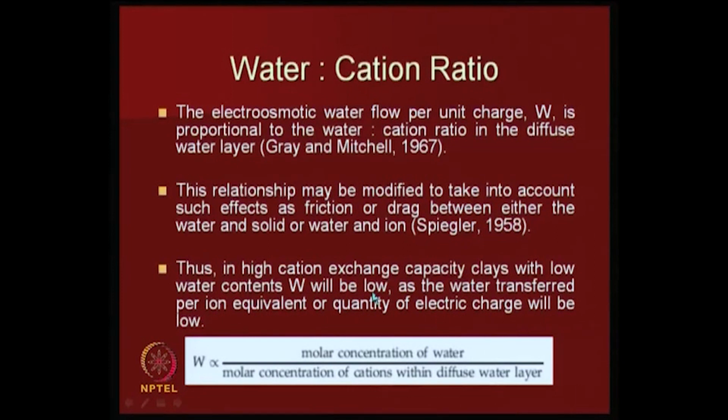So, for example, if the clay surface has a high negative charge, definitely the molar concentration of cations will be higher, because they go there. So this is important: in the high cation exchange capacity case with low water content, W will be low. The low water content means the availability of water itself will be low, and the water transferred per ion equivalent or quantity of electricity will be low.